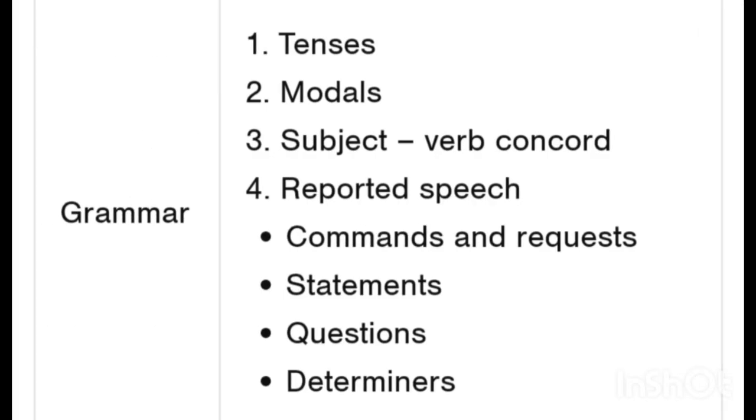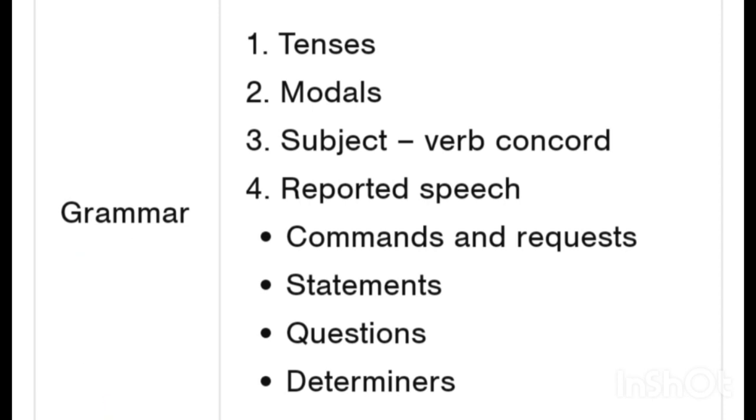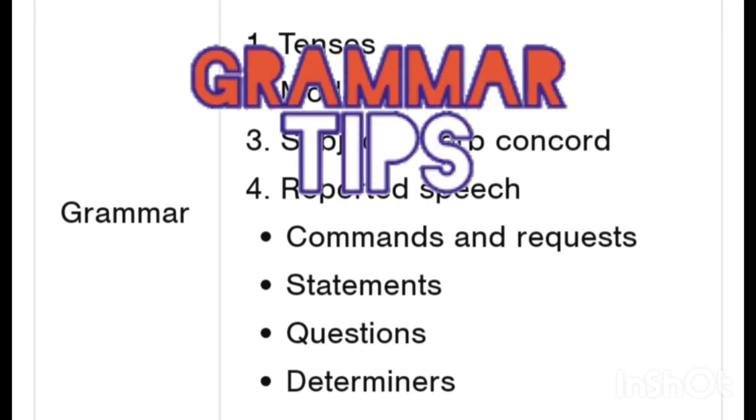Now next one is grammar. Grammar is for 10 marks, very important. And here, what topics you need to study if you want to score 10 out of 10 marks in the grammar section. Tenses will be asked there, modal verbs, subject verb concord, very important, subject verb agreement. You need to focus on that because maximum questions are asked on subject verb concord only. And reported speech, very very important. 5 to 6 questions will be there for reported speech only. And in the reported speech, commands and requests will be more. Statements also will be asked.